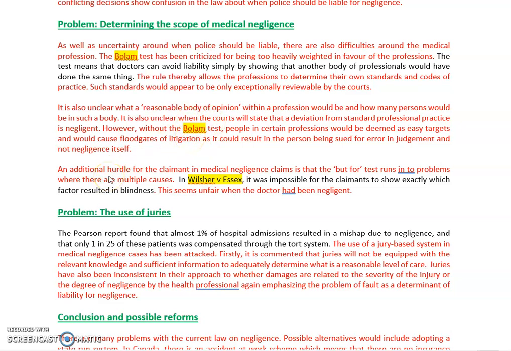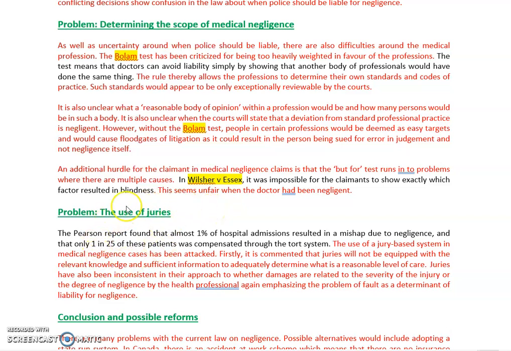An additional hurdle for the claimant in medical negligence cases is going to be where there are multiple possible causes. And you could talk about the case of Wilsher v Essex here, where it was impossible for the claimants to prove which one of 5 possible things had actually caused the baby's blindness. And it seemed unfair that since the junior doctor had clearly been negligent in giving too much oxygen, he escaped liability just because there were other possible causes. So that seems like an unfair decision.